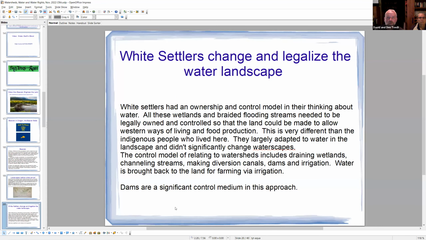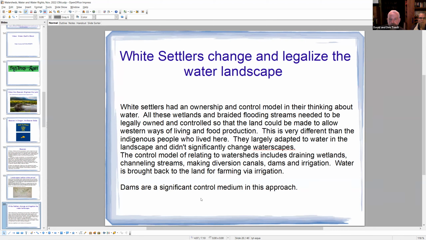White settlers changed and legalized the water landscape. White settlers had an ownership and control model in their thinking about water. All these wetlands and braided flooding streams needed to be legally owned and controlled so that the land could be made to allow Western ways of living and food production. This is very different than the indigenous people who lived here. They largely adapted to water in the landscape and didn't significantly change waterscapes.